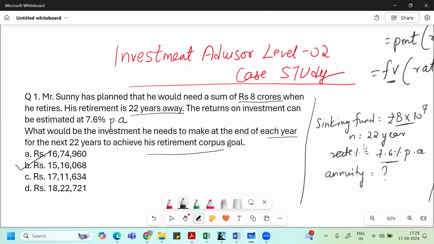So normally when you get the case study in the exam, you'll get it in the form of a case study where you have a set of around 4 to 5 questions. So this can be part of one question. Okay, so I hope you understood what I have done in this class.